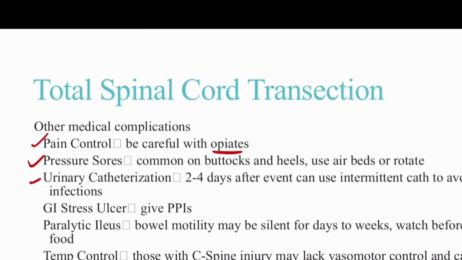Urinary catheterization. Okay, if they can't control their bladder, you may have to do some urinary catheterization. You want to avoid, obviously, UTIs. GI stress ulcers, give PPIs. There can be a lot of stress and a lot of inflammation in the body. You want to watch out for ulcers.